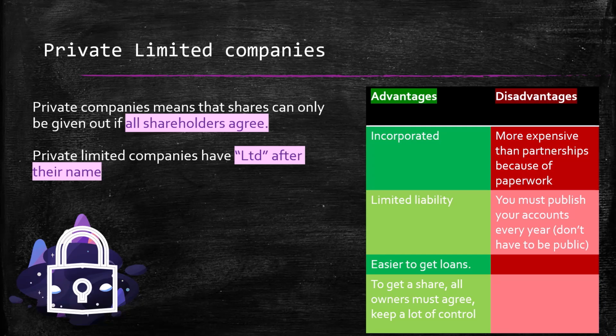In private limited companies, it means that the shares can only be given out if all shareholders agree. Private limited companies have Ltd after their name. Some advantages are they're incorporated, they have limited liability, and it's easier to get loans. And also, to get a share, all owners must agree, so you keep a lot of the control. Disadvantages are they're more expensive than partnerships because of the paperwork, and you have to publish your accounts every year. However, they don't have to be public.